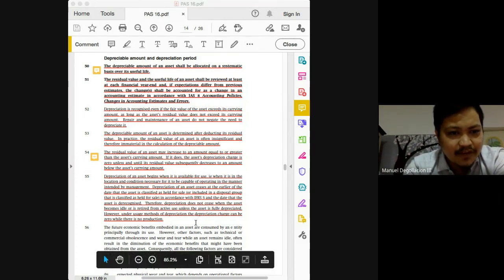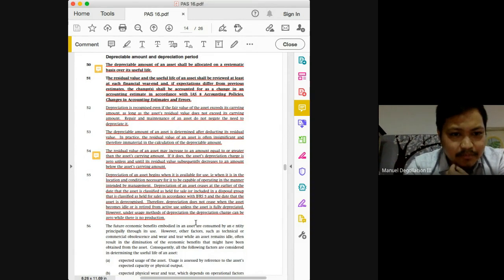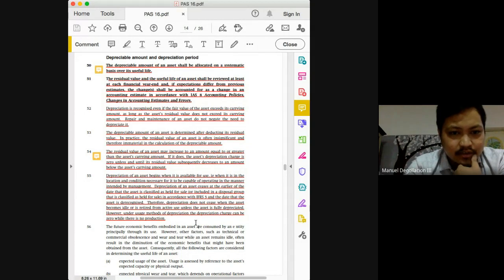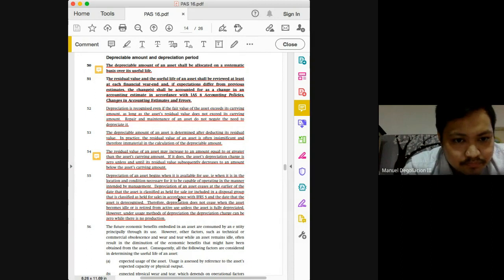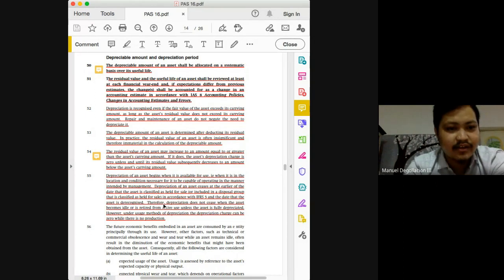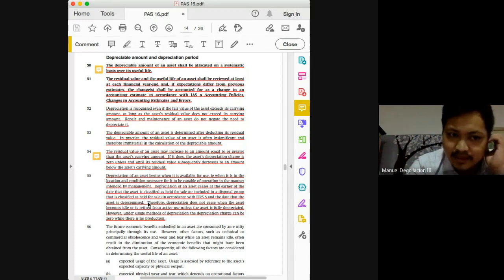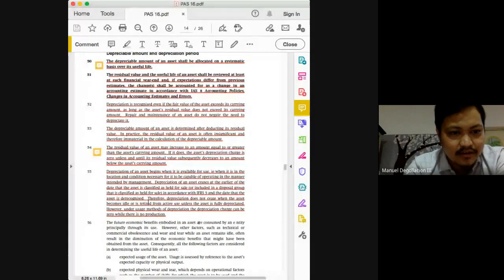Paragraph 55 tells us that depreciation of an asset begins when it is available for use. And of course, it will cease at the earlier of the date the asset is classified as held for sale, or when it is derecognized. So paragraph 55 tells us when it begins and when it ends. Depreciation begins when the asset is already available for use. It ends when it is now classified as held for sale or when it is already derecognized.